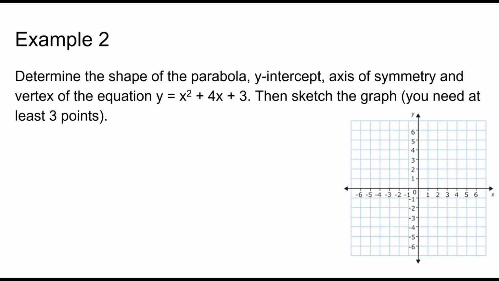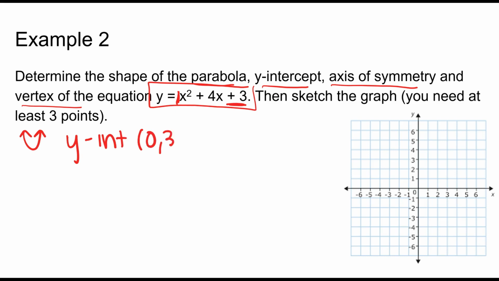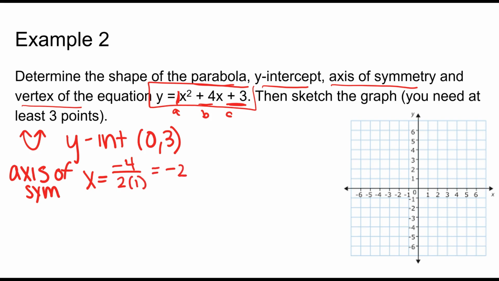Okay, let's start graphing. Determine the shape of the parabola, the y-intercept, the axis of symmetry, and the vertex for this equation. Then sketch the graph. You need at least 3 points. So based on the a value, which is 1, our shape is going to be going up. The y-intercept comes from our constant here. In standard form, you can always find the y-intercept pretty quickly, but the axis of symmetry is what requires work. So the axis of symmetry is always x equals the opposite of b, over 2 times a. So that's going to give us -2.